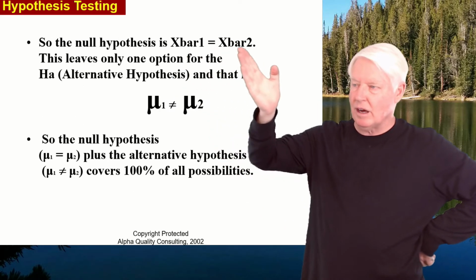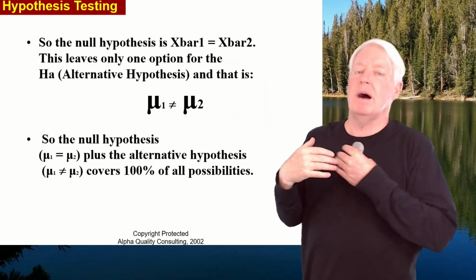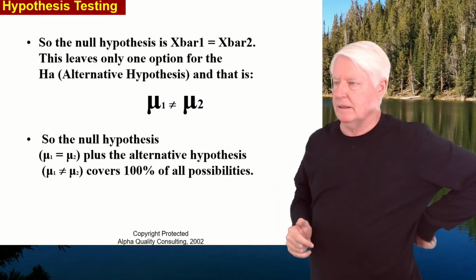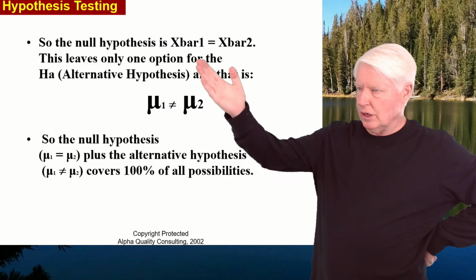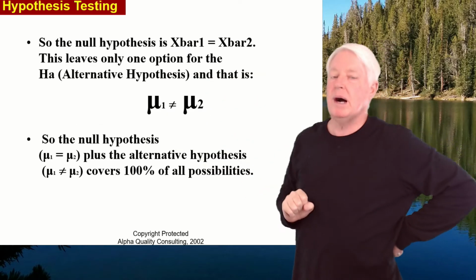Remember, it should always be talking about the population. X bar talks about samples. In hypothesis testing, I don't care about samples. I want to know if the populations are different. And thus, you should always use the Greek symbols to represent populations.